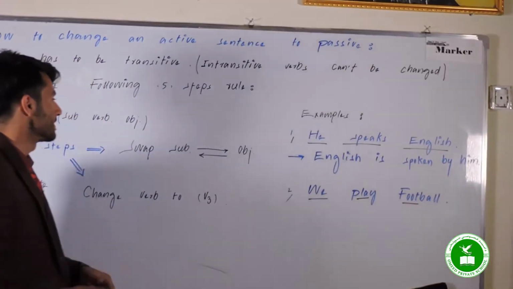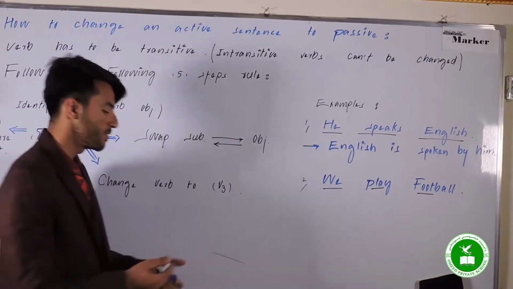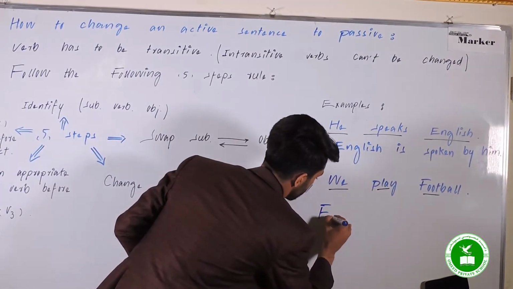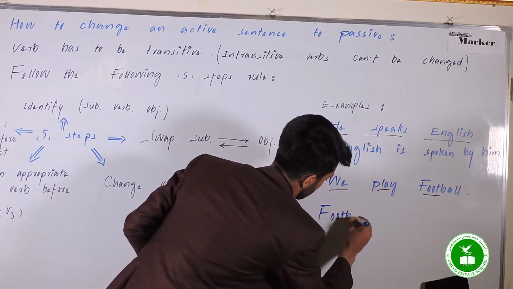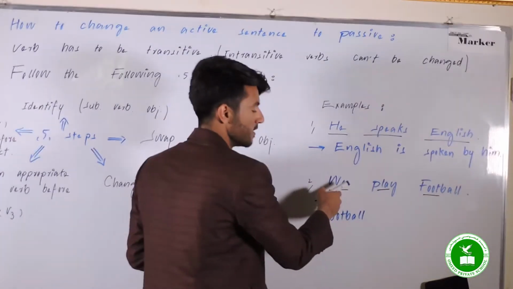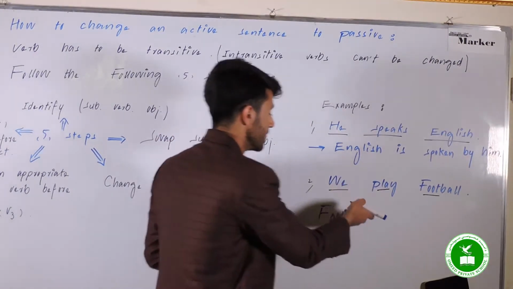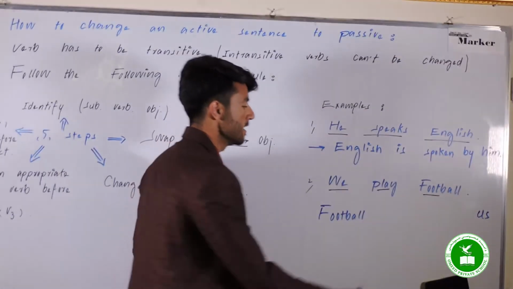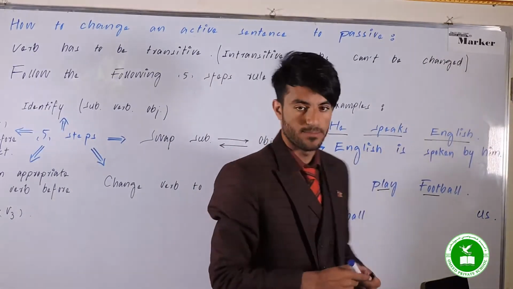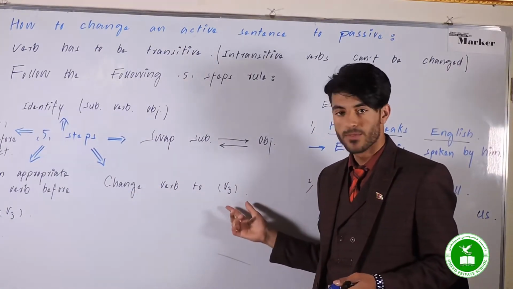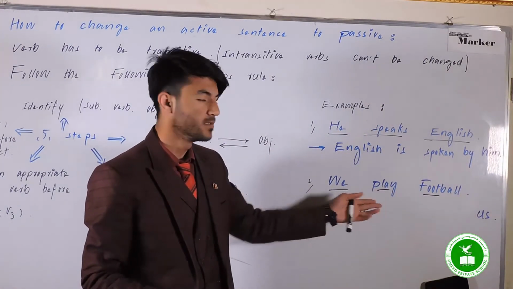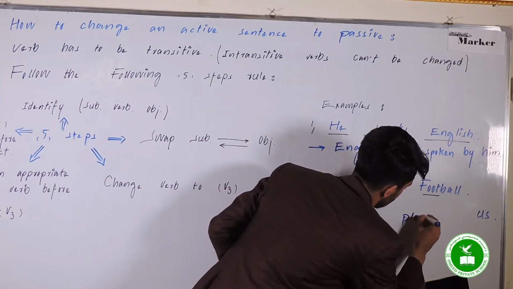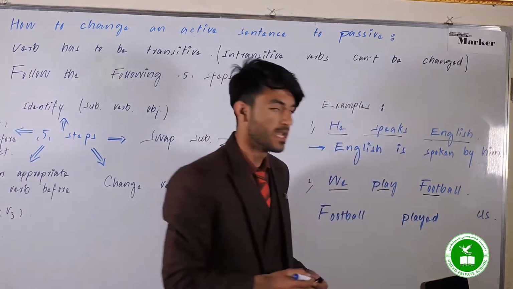So the second step, swap the subject with the object. This is our object, so we have to bring it to the beginning of the sentence. Football. And we is the subject. When you want to swap it with the object, you have to write us. The third step, change the verb to verb 3. What's the verb here? Play. What's the third form of play? It's played. Now we did that too.